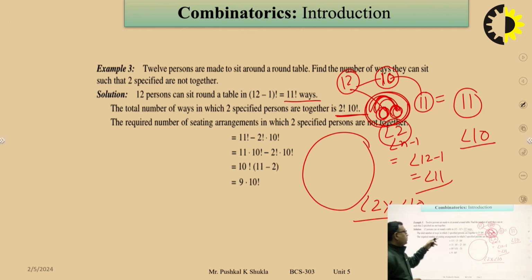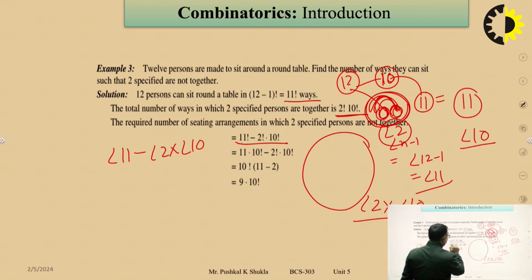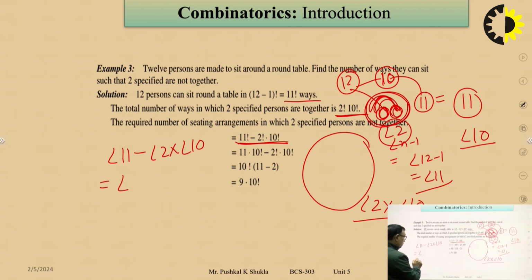So the required number of sitting arrangements in which the two specified persons are not together is factorial 11 minus factorial 2 into factorial 10. This factorial 10 will be written as 11 into factorial 5.